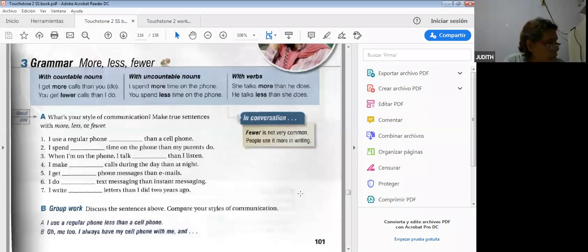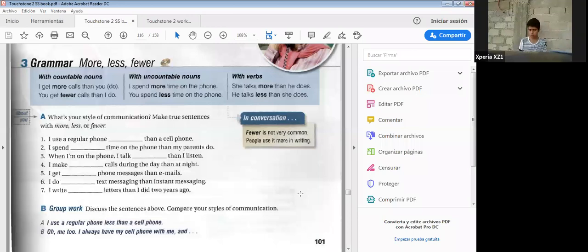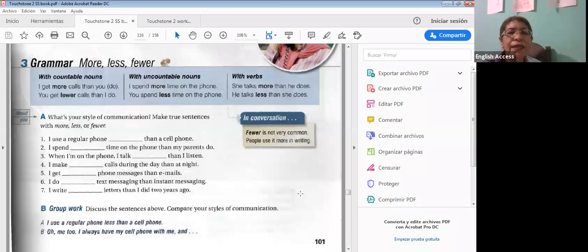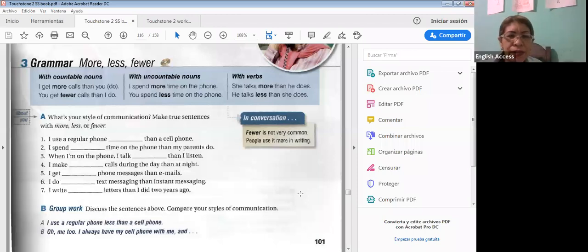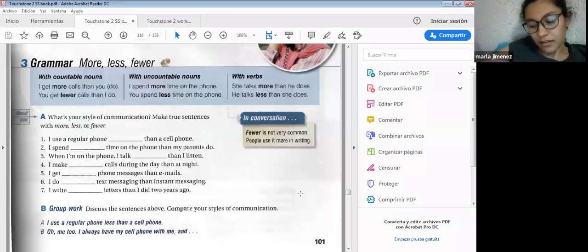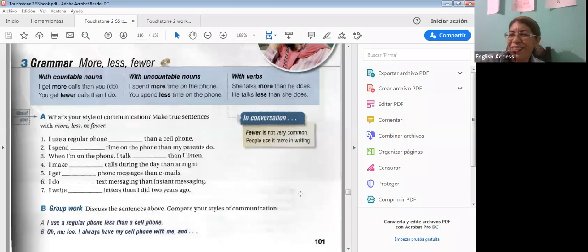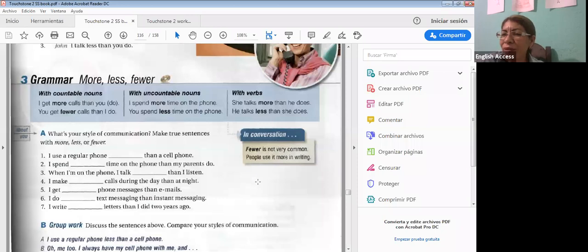Number 4. I make fewer calls during the day than at night. Correct. Number 5, Julio. I get fewer phone messages than emails. Yes. And number 6, Aide. I do less text messaging than instant messaging. Yes. Number 7, Marla. I write more letters than I did 2 years ago. Correct. Yes. Okay. Questions about this activity?